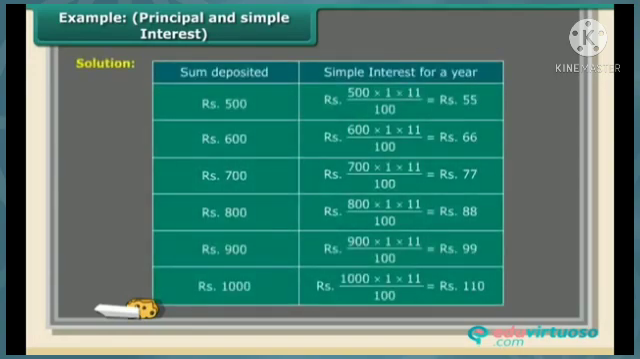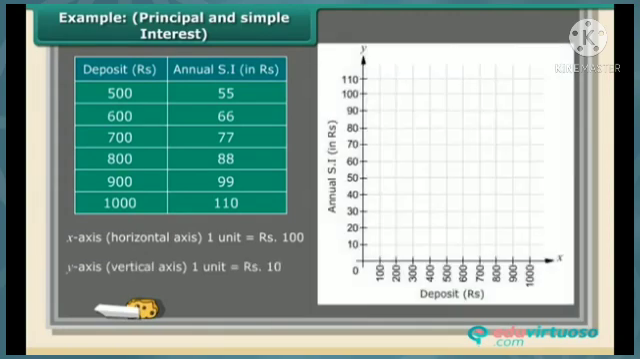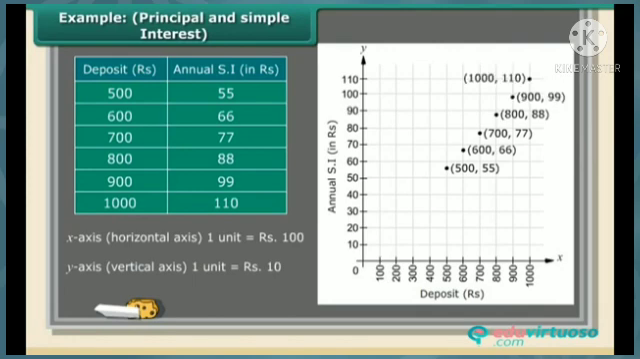Solution. A. Mark the deposit in rupees on the x-axis, horizontal axis, with 1 unit equal to rupees 100. B. Mark annual simple interest in rupees on the y-axis, vertical axis, with 1 unit equal to rupees 10. C. Plot the points (500, 55), (666, ...), (777, ...), (888, ...), (999, ...), (1110, ...). D. Join the points.